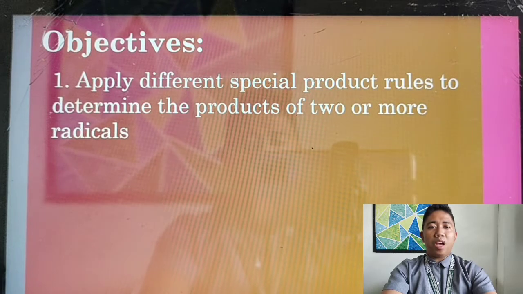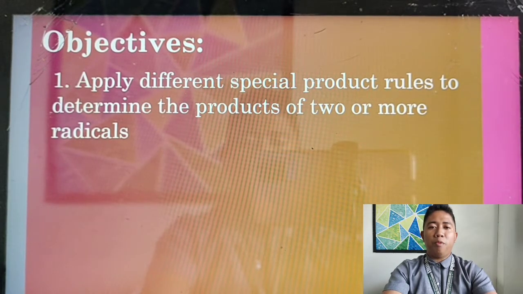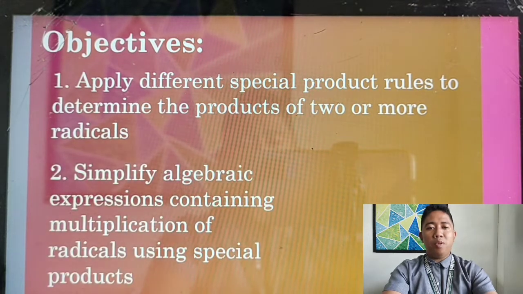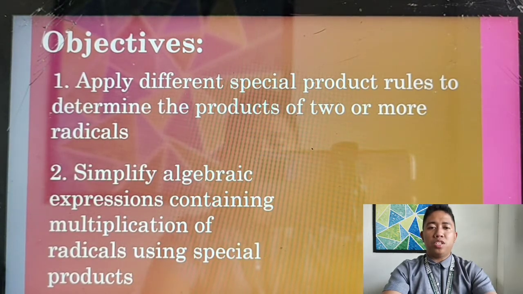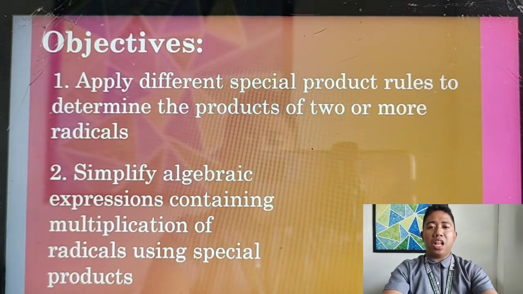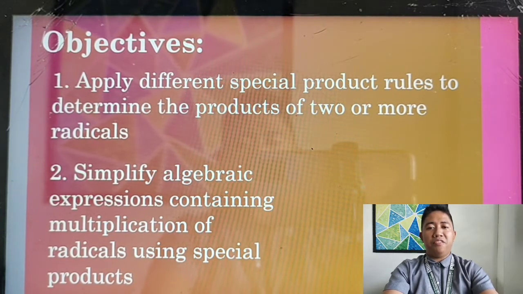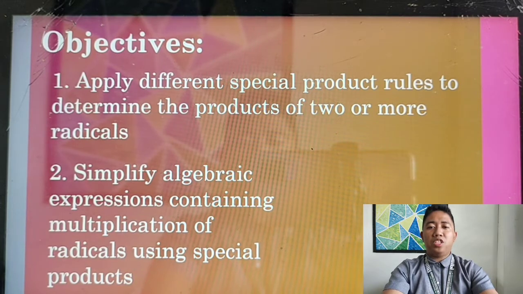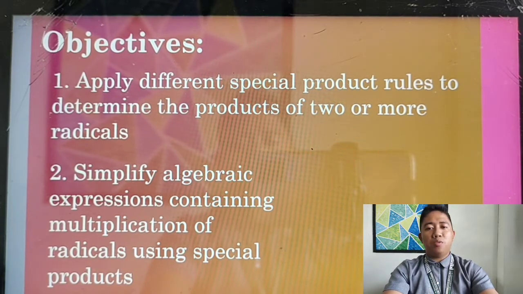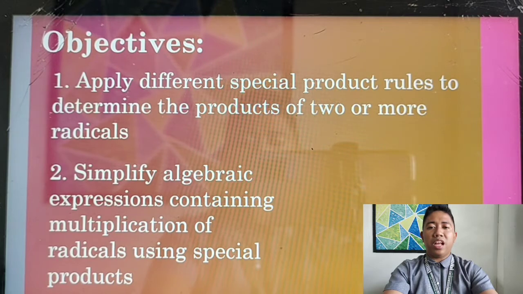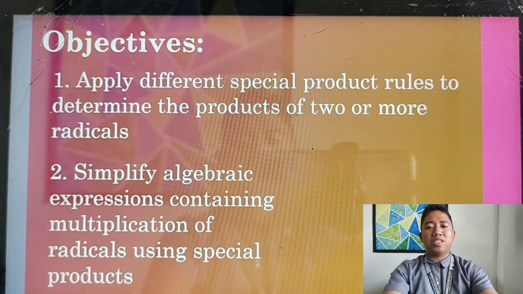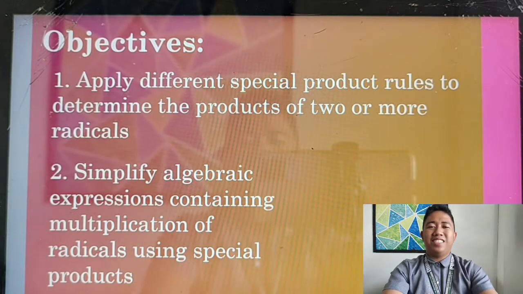You will apply the different special product rules to determine the products of two or more radicals, and you will simplify algebraic expressions containing the multiplication of radicals using special products. So my dear viewers, are you ready to learn about multiplication of radicals using special products? Let us start.